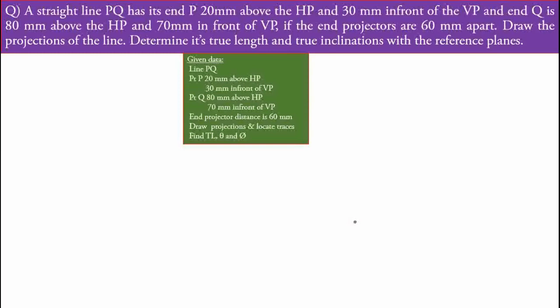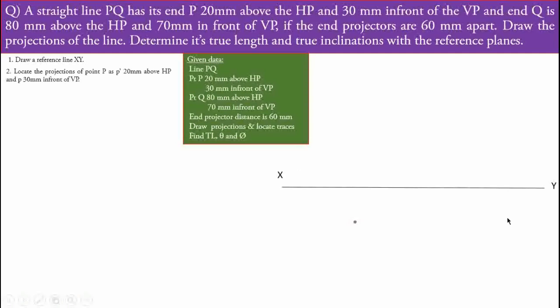So the first step is always to draw the reference line and name that reference line as XY. Draw the horizontal line and name it X and Y. Capital nomenclature should be there. Then the second step will be to locate the projections of point P.